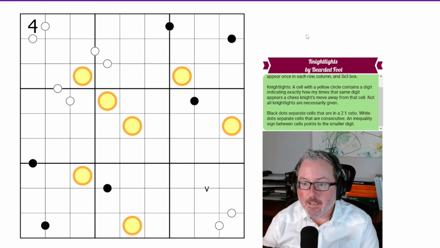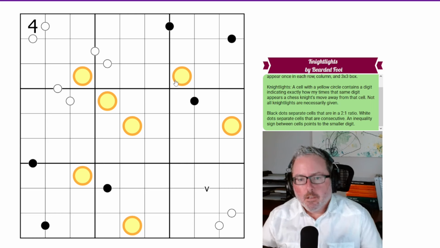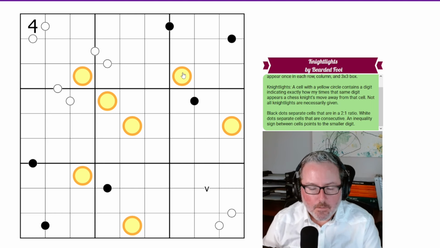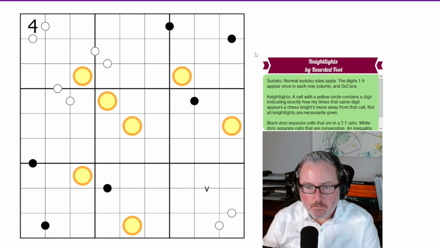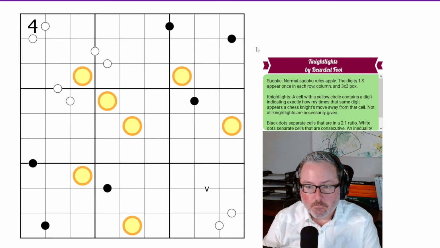Today we've got a Sudoku called Knightlites. It's by Bearded Fool. As you can see, there are some interesting symbols here that I have not seen before, so I thought it'd be a good puzzle to try to solve. I always like to see new rule sets, or twists, at least, on established rule sets. So let's get into the rules and we'll figure out what these things are.